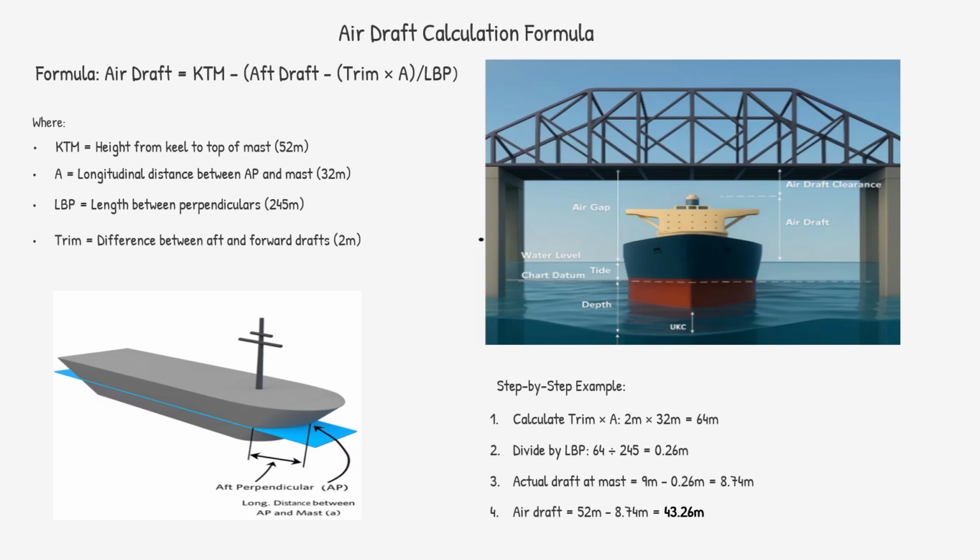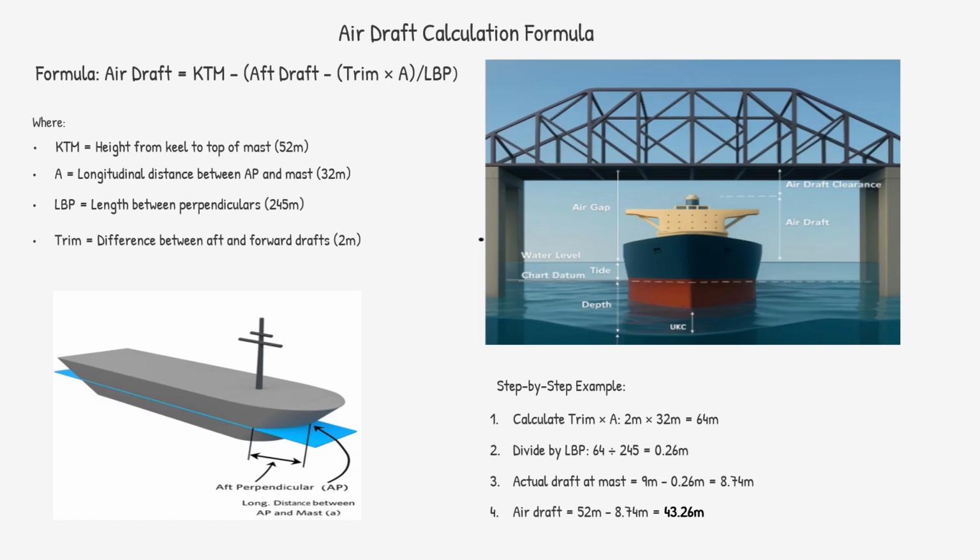Let's go through an example. KTM equals 52 meters, A equals 32 meters, LBP equals 245 meters, trim equals 2 meters, afterdraft equals 9 meters. Trim into A equals 2 into 32 equals 64, divide by LBP. 64 by 245 equals 0.26. Actual draft at mast equals 9 minus 0.26 equals 8.74. Air draft equals 52 minus 8.74 equals 43.26 meters.